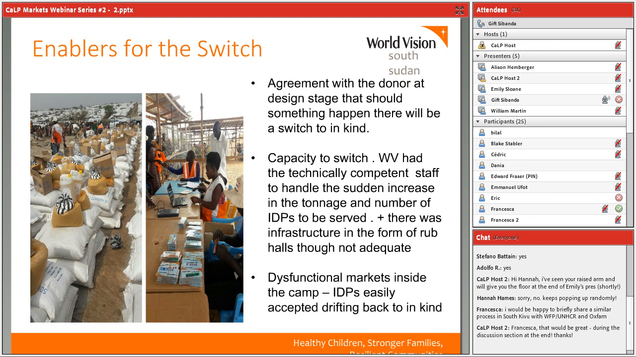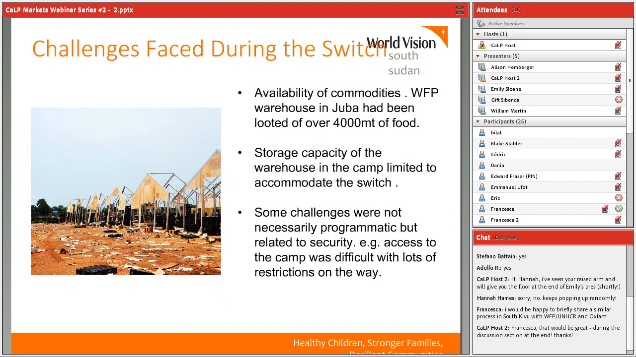Because of the dysfunctional markets within the IDP camps, it became apparently clear to the IDPs that the voucher component could no longer continue, and there was general acceptance and consensus in terms of drifting back to the in-kind composition.